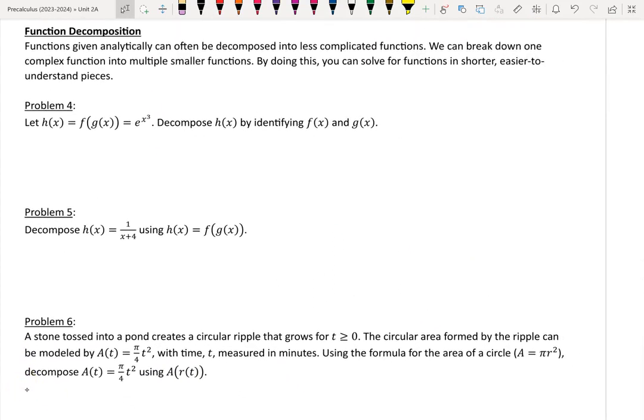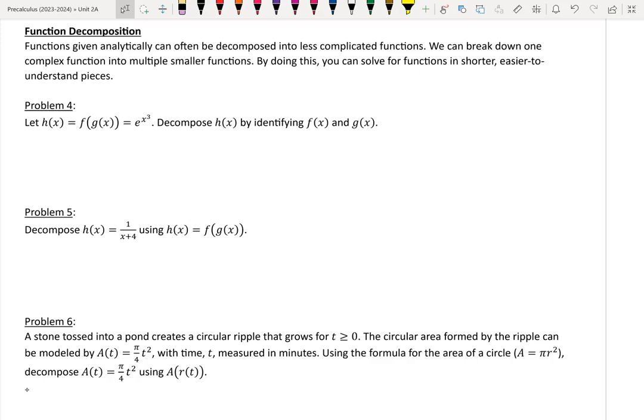All right, everybody, I want to go ahead and finish out with our function decomposition that we have here. So we've been doing the function compositions, where we've been putting a function within a function. Function decomposition means that we can decompose a function analytically into less complicated functions, meaning we can break down one complex function into multiple smaller, less complicated functions. By doing this, we can solve for functions in shorter, easier to understand pieces.